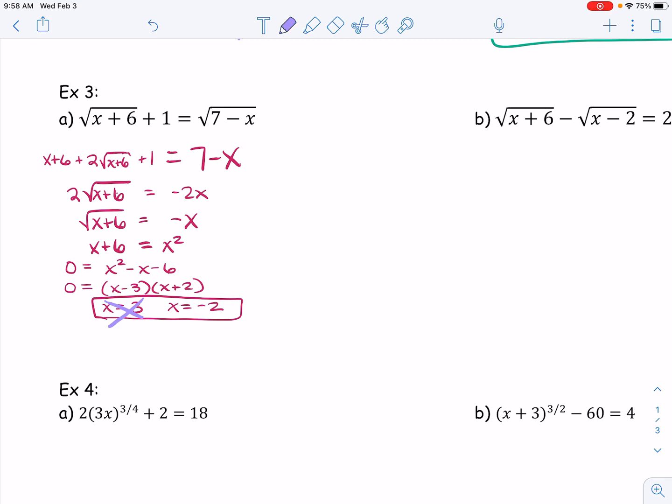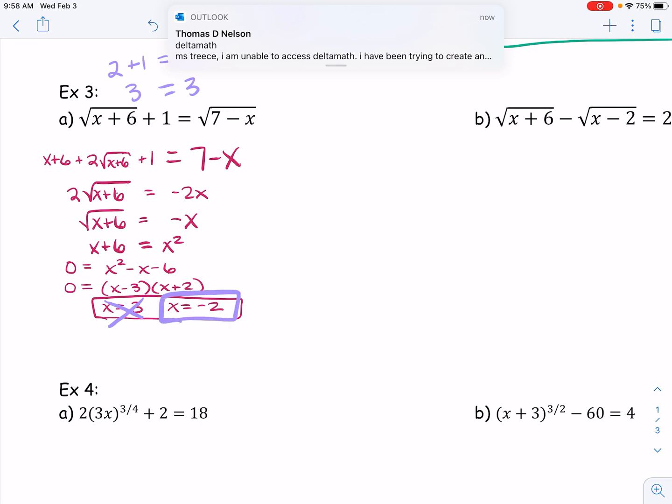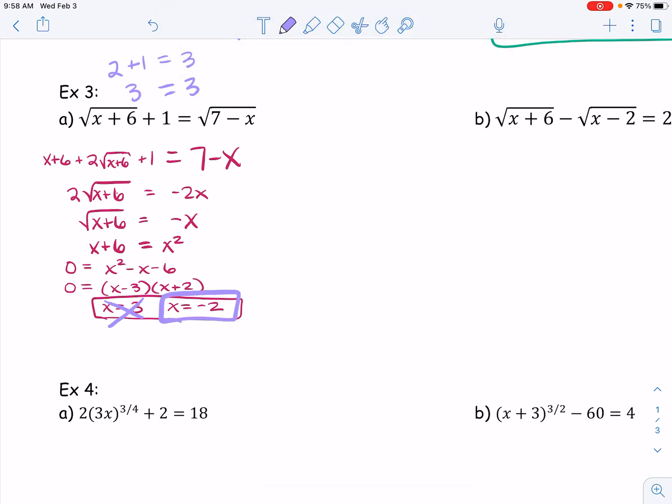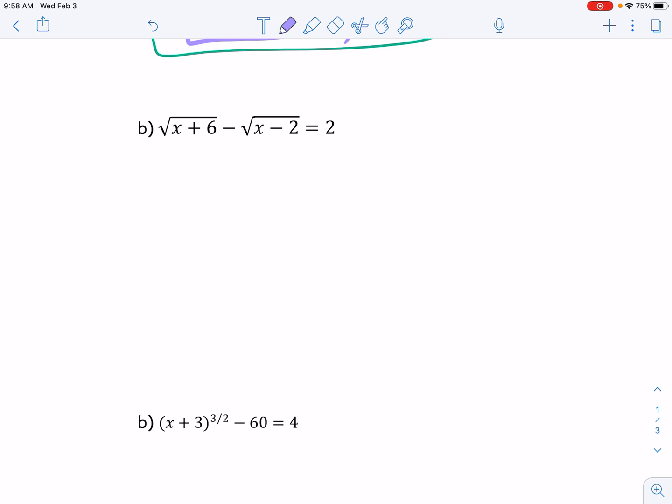Let's try the -2 now. -2 plus 6 is 4, the square root of 4 is 2, 2 plus 1 is 3. Does that equal 7 minus a -2, which is 7 plus 2, which is 9? The square root of 9 is 3. Does 3 equal 3? Yes. So -2 is a solution and 3 is not. Okay? And let's do it one more time.